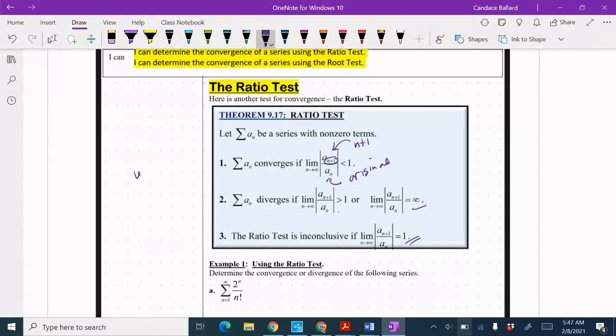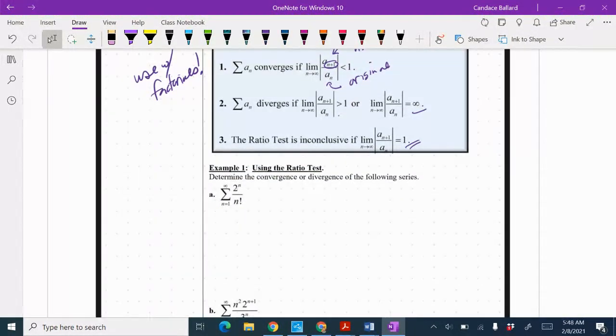This one is great to use with factorials. So if you see a factorial, I would go straight for the ratio test. So I'm going to start by substituting in n plus 1. So we've got the limit as n approaches infinity of 2 to the n plus 1 over n plus 1 factorial over 2 to the n over n factorial.